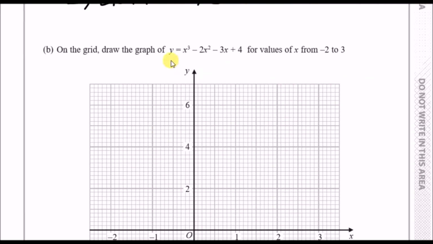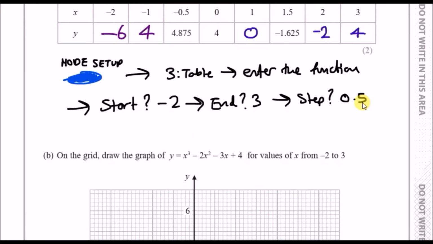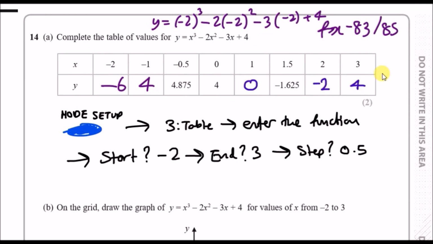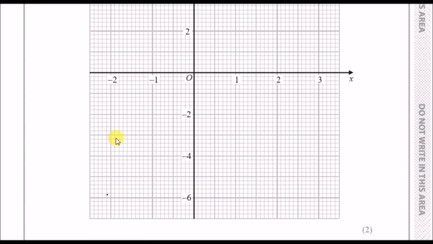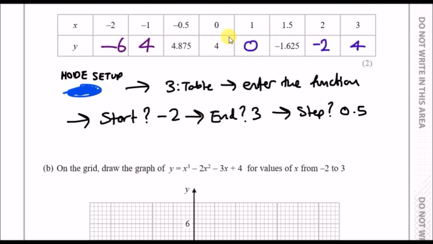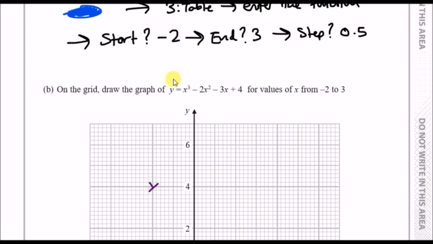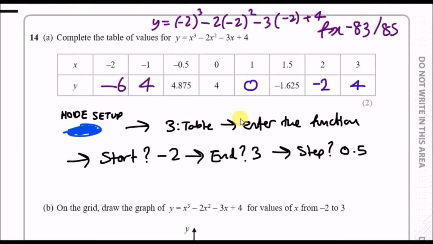So it says here now, on the grid, draw the graph of what you just did for the values of x from -2 to 3. In other words, plotting the coordinates, yeah? So we got -2, -6. -1, 4. And -0.5, which is over here, to 4.875. So 4.875 is around here. No, that's 5 actually. No, that's fine. So 5 is here, so it's about here. So you have to just carefully put these values in, yeah?